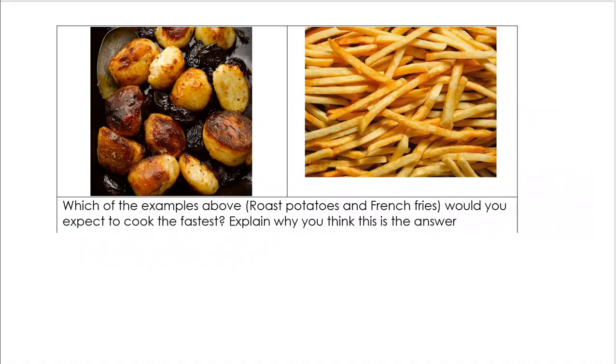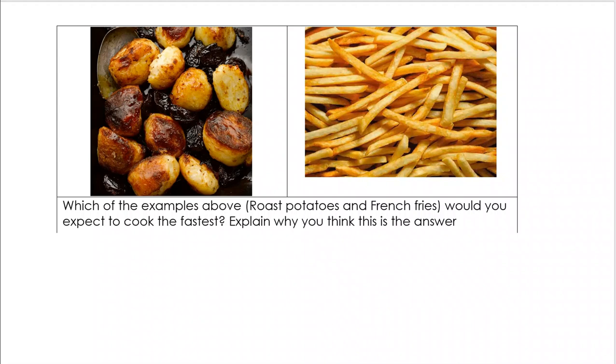Going to start off with a very simple model here of how changing the surface area of something can change the rate at which things happen. I've got roast potatoes on the left and I've got fries on the right. Which of these is going to cook faster and why?